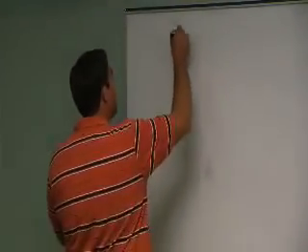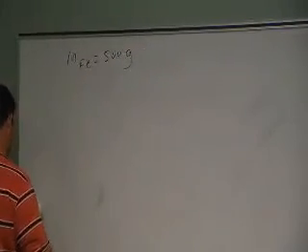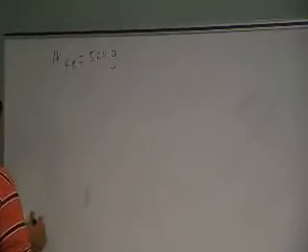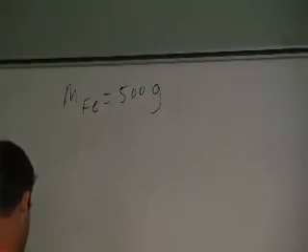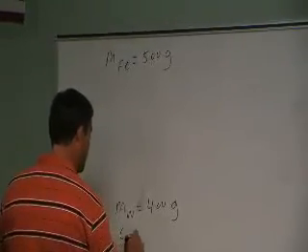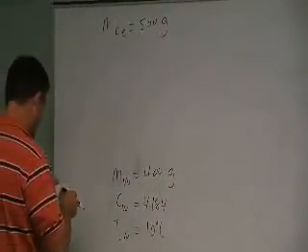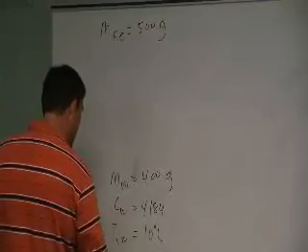A 500-gram piece of iron is heated in a flame. So the mass of the iron is 500 grams. It's heated in a flame and dropped into water whose mass is 400 grams at 10 degrees centigrade. So the initial temperature of the water is 10 degrees centigrade, right? Specific heat of water is 4.184. The temperature of the water rises to 90 degrees centigrade.